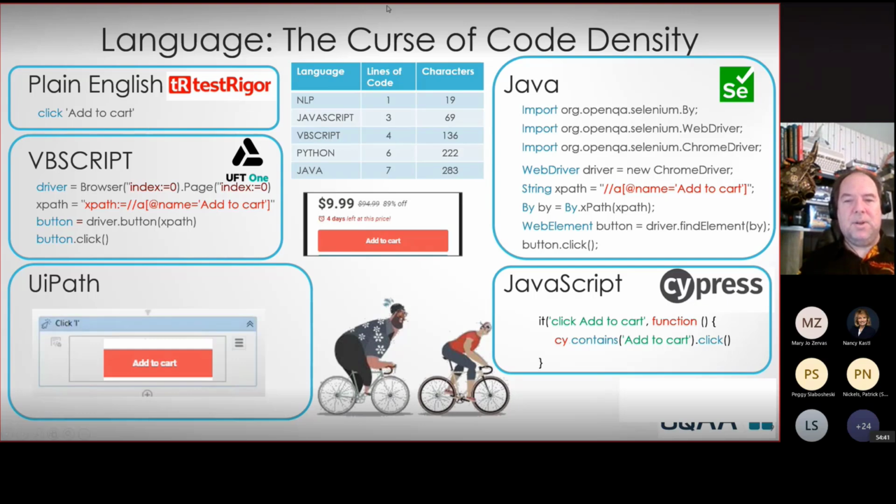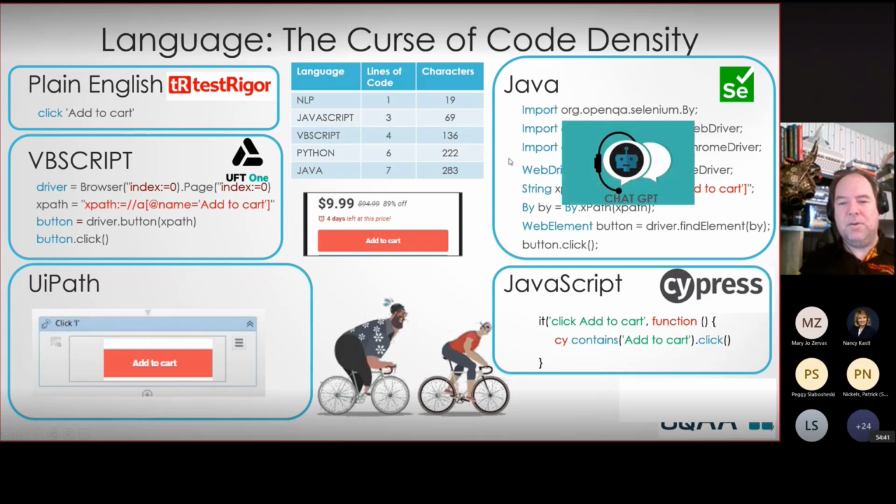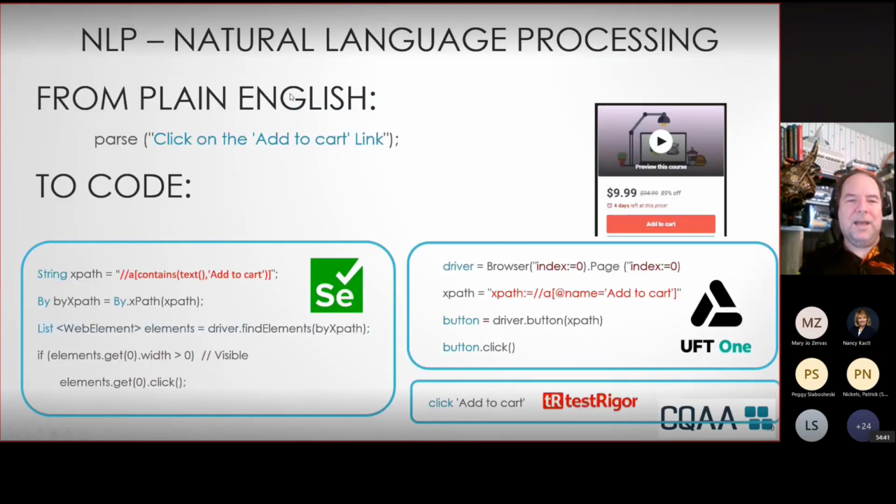Who believes that? You know what? We'll stick with Java. We'll just have ChatGPT go and write all our code for us. I'm hoping somebody out there is using ChatGPT to find out how well it writes code. It does an okay job. All right. Anyway, moving on.